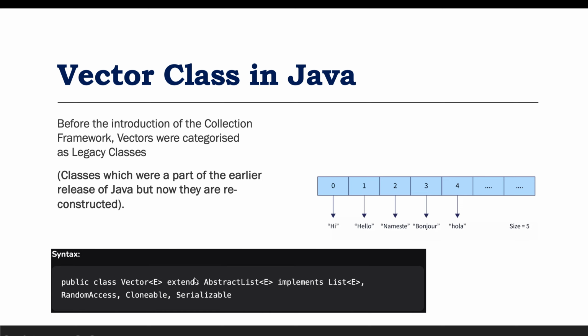Since it is another implementing class of the List interface, it implements the List interface. Along with that, it also implements the RandomAccess, Cloneable and Serializable interfaces. We know the basic idea of Serializable: classes can be serialized only if they implement the Serializable interface. Similarly, classes can be cloned. Clone means we can create a replica of the same object with the same values. That is possible only if the class implements the Cloneable interface. So the Vector class internally implements RandomAccess, Cloneable and Serializable.